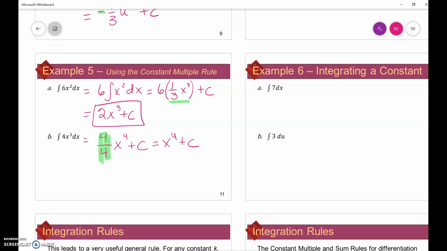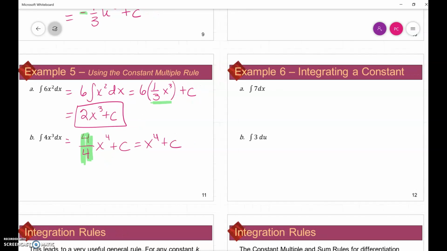Now, how does that work if we're dealing with just a constant? If you pull that constant out front, so if that 7 comes out to the front and we just have the dx, there's an understood 1 in here still. So remember from the end of the last video that the integral of 1 dx is x. So the integral of 7 dx would be 7x plus c.